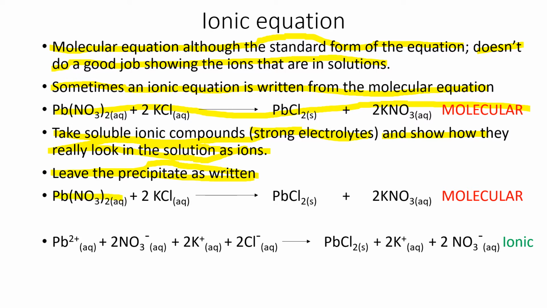Lead nitrate is soluble. Our Pb(NO3)2 is soluble. So what kind of ions do we have? Well, these aren't really together. That's what the aq means. These aren't really together. These are split up into ions. So we're showing that in this ionic equation. What do I have? I have one lead ion with a +2 charge.